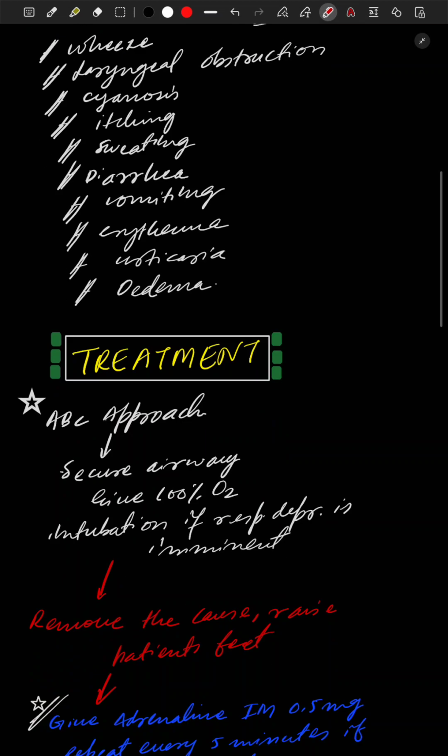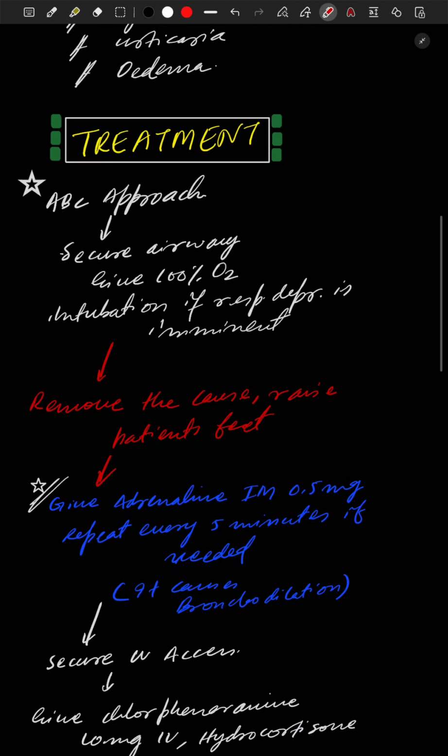Okay, you have to remember all these clinical features, and that's how you know that the patient is having anaphylactic shock. Now coming to the treatment, what is going to be the treatment in an emergency situation? For example, if a patient comes in casualty. Firstly, you have to do the ABC approach. What do you mean by ABC approach? Airway, breathing and circulation. Secure the airway by giving 100% oxygen. Intubation if respiratory depression is imminent.